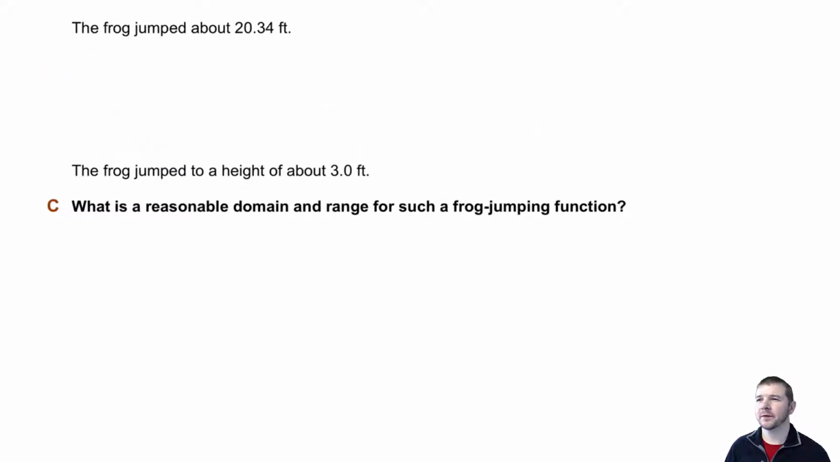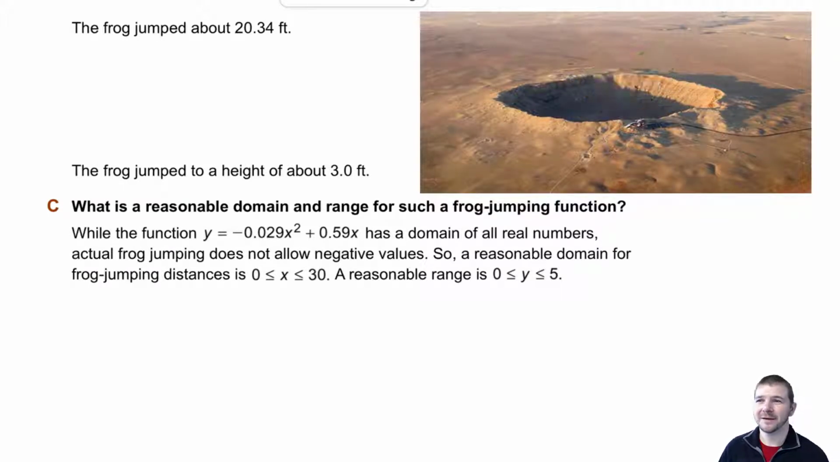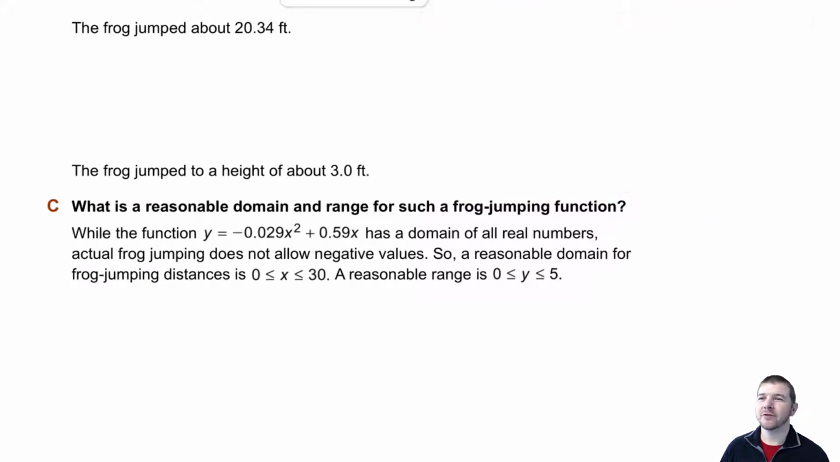Part C asks, what is a reasonable domain and range for such a frog jumping function? Well, while the function y equals negative 0.029x squared plus 0.59x has a domain of all real numbers, actual frog jumping does not allow negative values unless we have a giant impact crater. So a reasonable domain for frog jumping distances is 0 is less than or equal to x, which is less than or equal to 30. A reasonable range is 0 is less than or equal to y is less than or equal to 5.